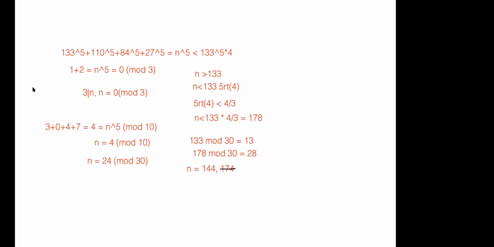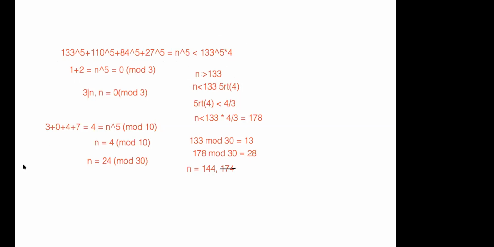Someone asks how I got the fifth root of 4 over here. Well, we know that this side, 133 to the fifth plus 110 to the fifth plus 84 to the fifth plus 27 to the fifth, is less than 133 to the fifth times 4, because each of these terms is less than 133 to the fifth. And now we know that n to the fifth is less than 133 to the fifth times 4. So we can just take the fifth root of this entire equation to determine that n is less than 133 times the fifth root of 4. Now, the answer is 144. And again, we can just use nice estimation tactics to determine that it's not 174.